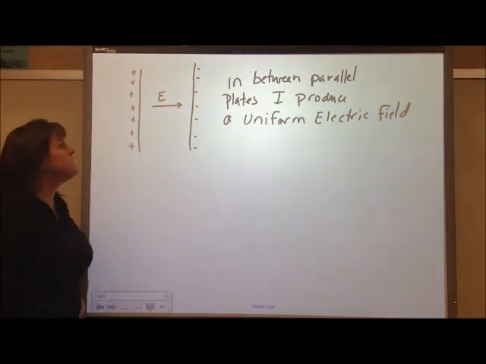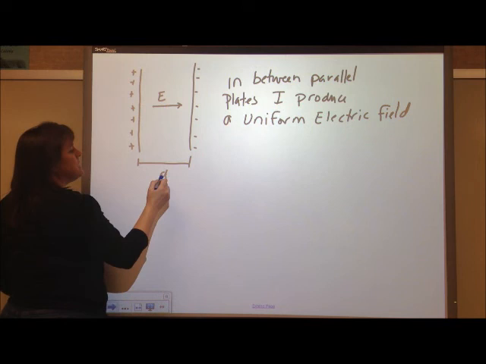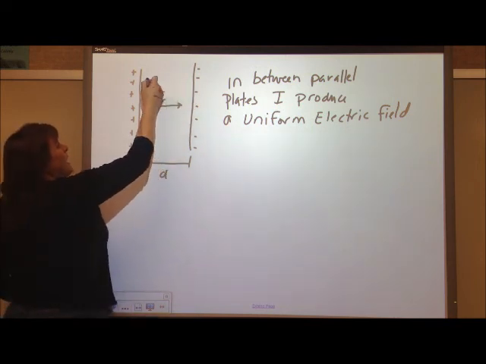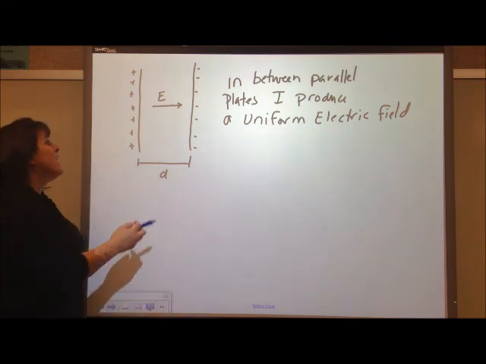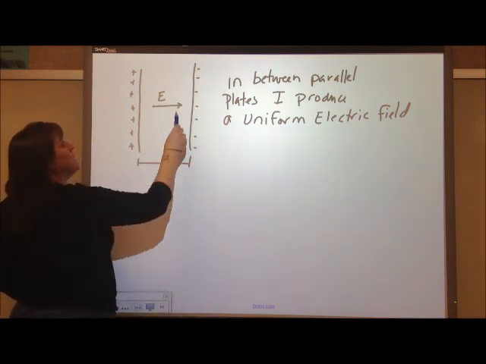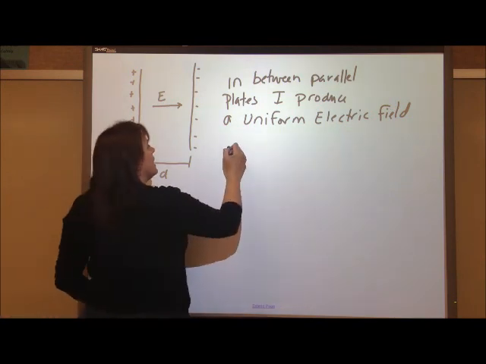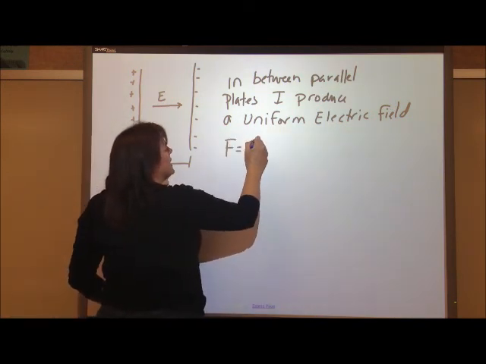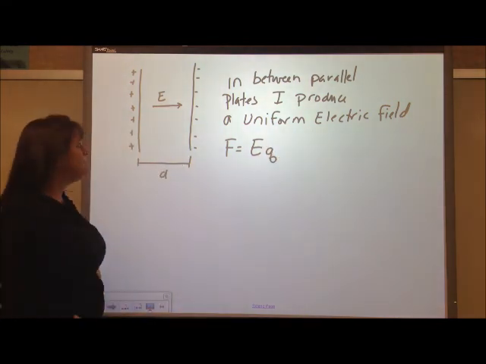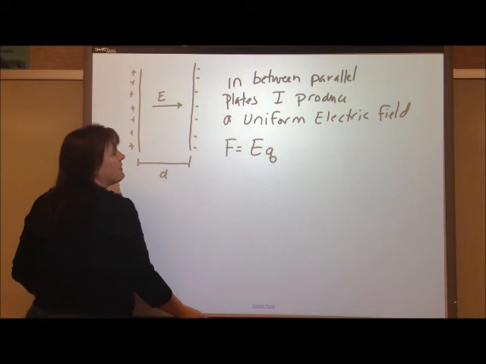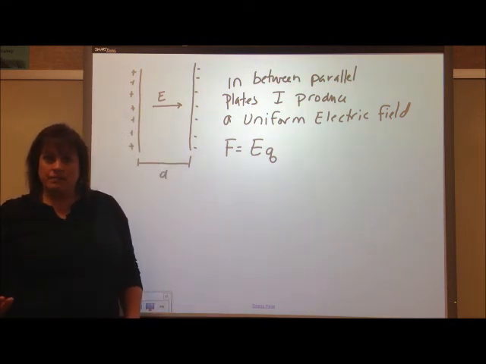A uniform electric field, so let's say the separation between my plates is some distance d. It doesn't matter where I am with regard to the plate if I have a uniform electric field, no matter where I put the particle, it is going to feel the same force. The force on a particle is the electric field times the magnitude of the charge that I put in that field. So if I have a constant force, that means I have constant acceleration.